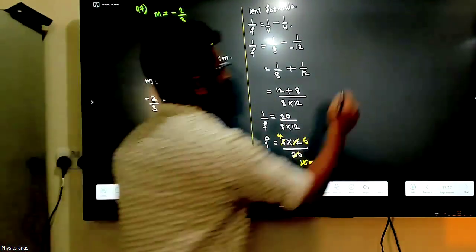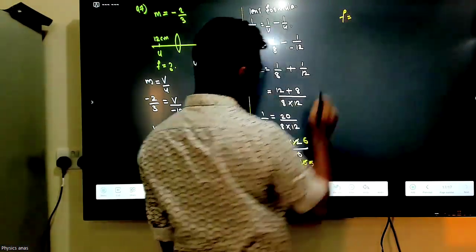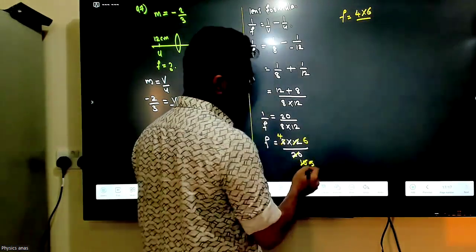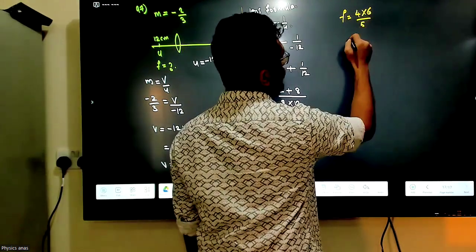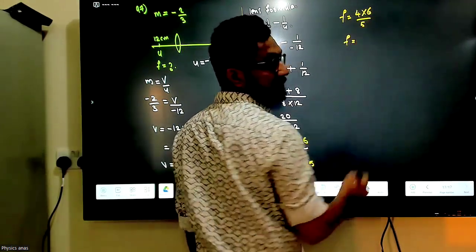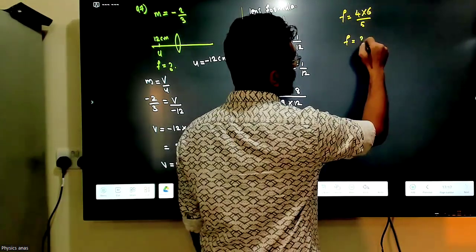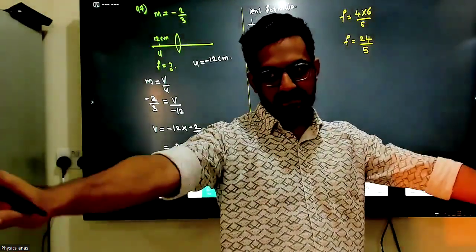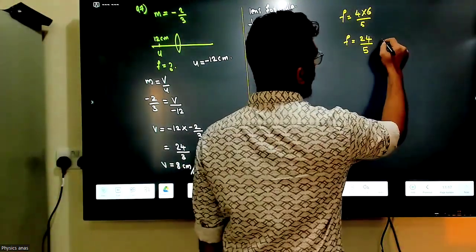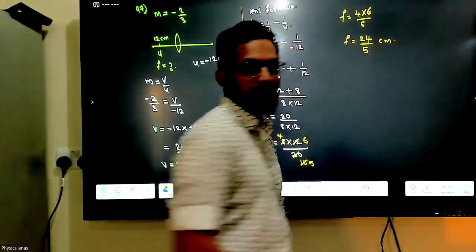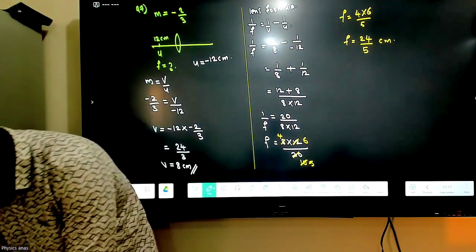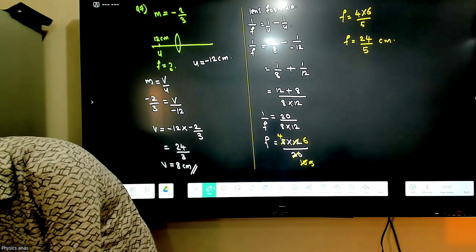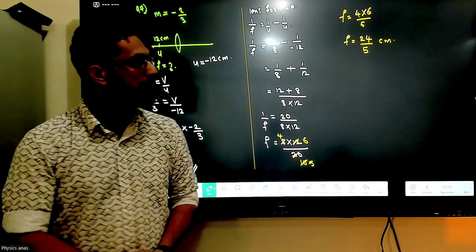And what is F? F is 4 into 6 divided by 5. What is 4 into 6? 24, right? 24 divided by 5. That's your answer: 24 divided by 5 centimeters. Got it? Okay, 24 divided by 5 is the answer.